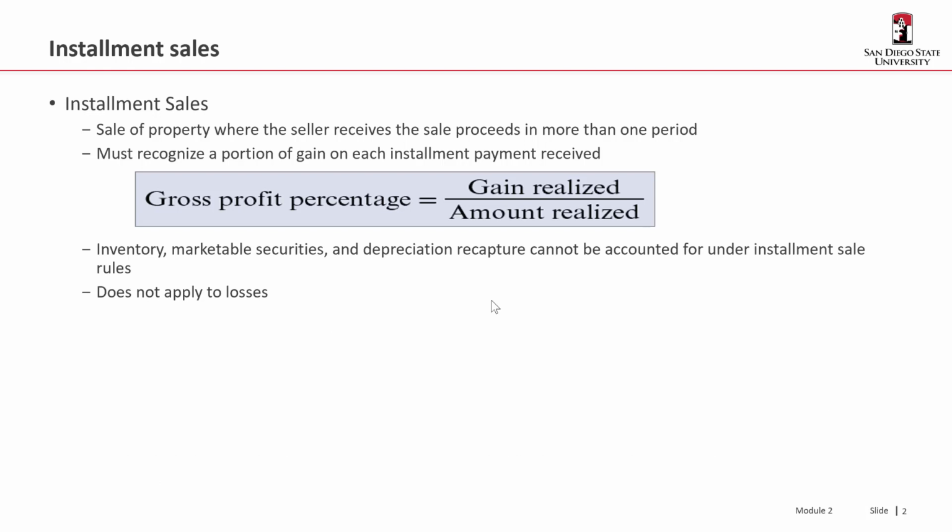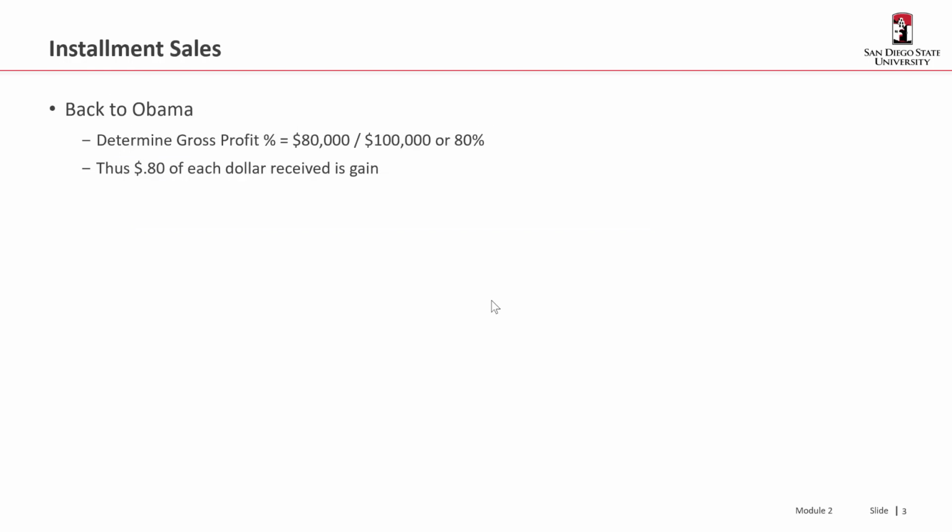The installment sale method can't be used for inventory, can't be used for marketable securities, and any depreciation recapture. So any 1245 or 291 for that matter cannot be accounted for under the installment sale rules. And the installment sale method does not apply to losses, but that makes sense because you'd want to recognize those immediately anyway.